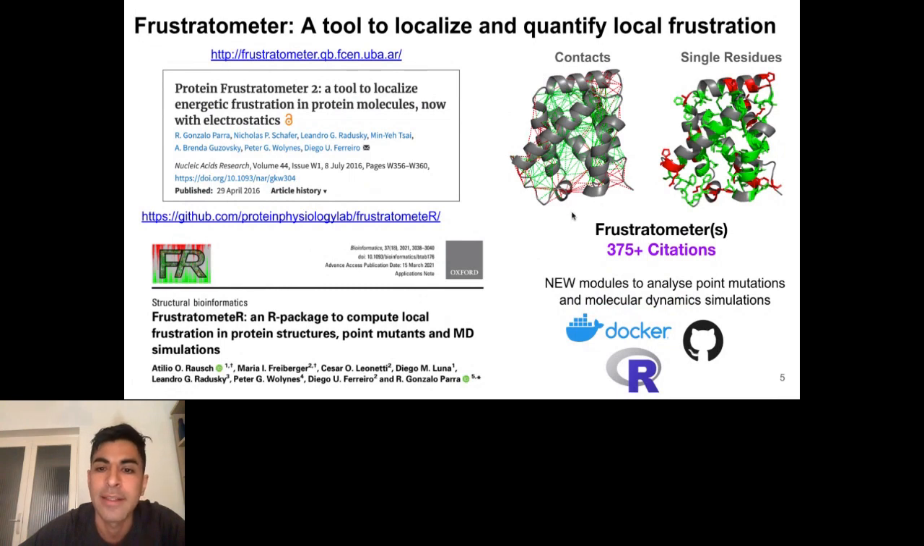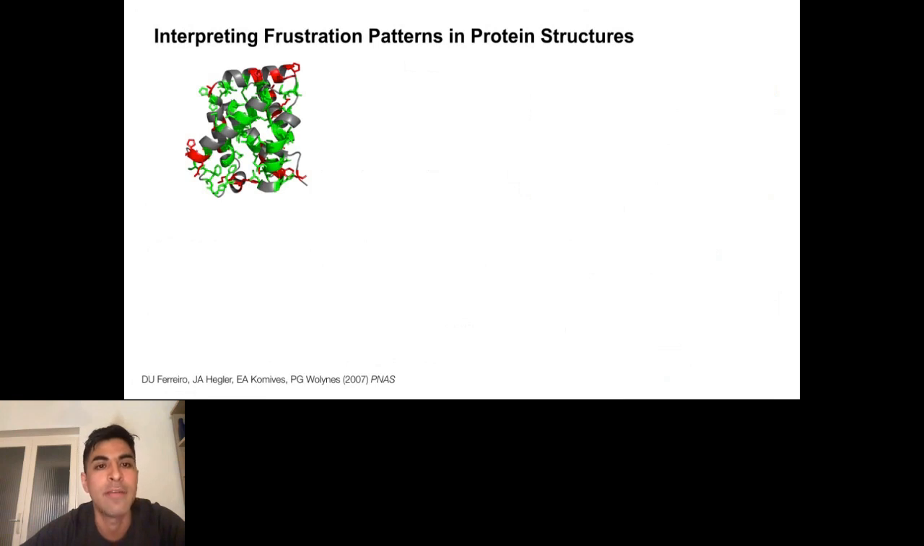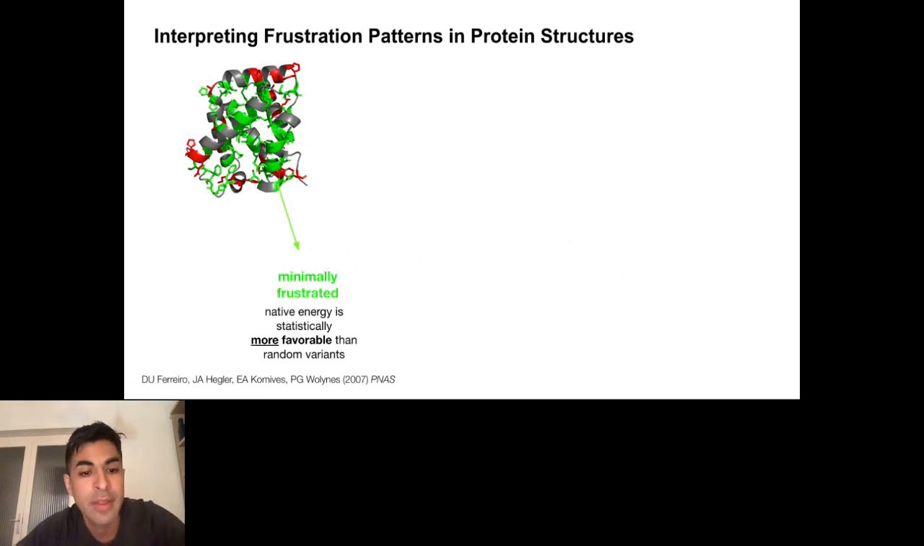Frustration can be calculated at the level of contacts. Here, the green lines are things that are good for energy, the red lines are bad for energy, and the same you can do at the level of single residues. So one residue can be assigned different colors. So again, the only thing you have to keep in mind for the rest of my presentation is that given a protein, we can calculate frustration at the level of residues or contacts. Whenever we do that, whatever is green means that it is minimally frustrated, which means the native energy of that region is statistically more favorable than you could expect from random variants.